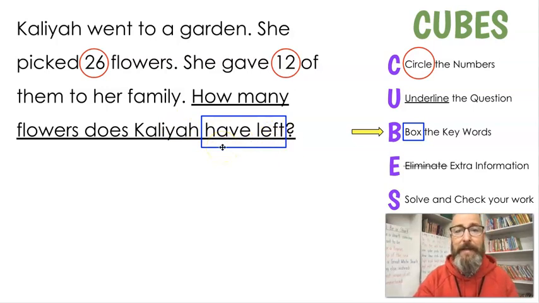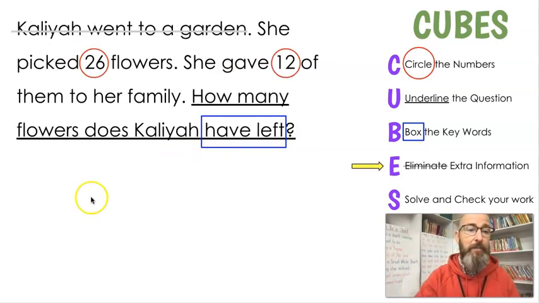Next, we have to eliminate any extra information. Is there anything in the word problem that we don't necessarily need to know? Kalia went to a garden. Really doesn't matter where she got the flowers, although it was nice of her to get some. So we're going to take away that because it really doesn't help us solve our word problem. And that was just a practice as well. So we're not going to solve that one, but we will solve this next one. So it looks like we just had a couple of practices.